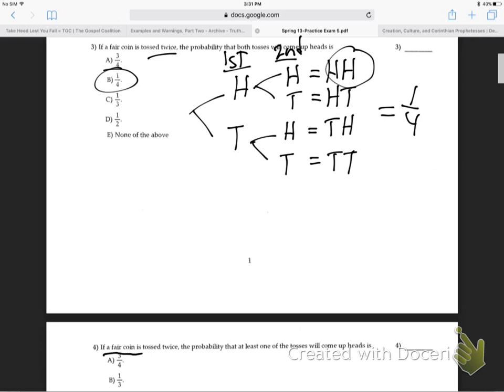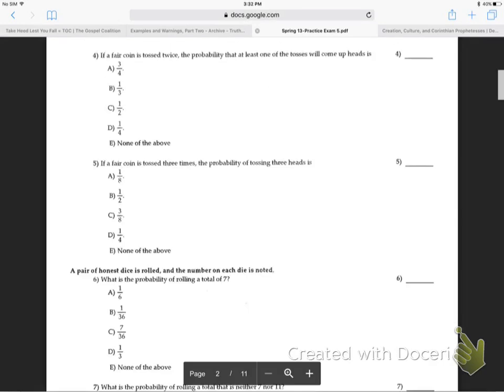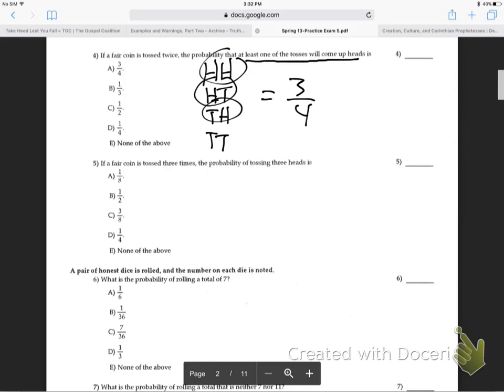Same thing down here. A fair coin is tossed twice. Probably at least one will come up heads. So, at least one. Again, the 4 outcomes are head-head, head-tail, tail-head, tail-tail. And it says at least one is heads. Well, all 3 of those have at least one head, don't they? Right, 1 or more. So there's a 3/4 probability that you'll get at least one head when you toss a coin twice.